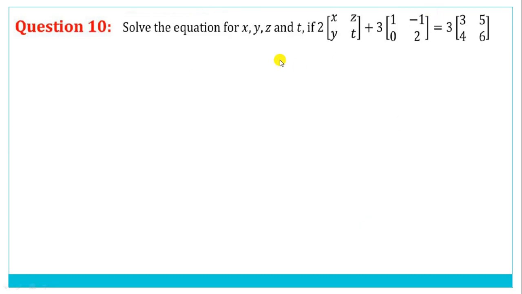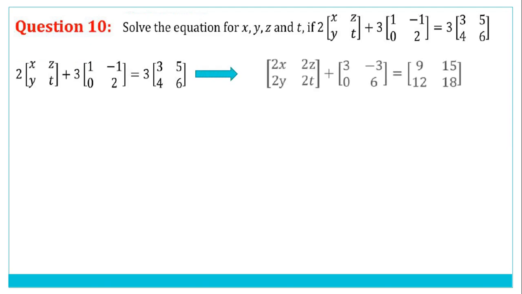We have to solve these equations for the value of x, y, z and t. We can see scalar multiplication here, in this case, and in this case, and then obviously we have to use the concept of two equal matrices. When two matrices are equal, each corresponding element is also equal. So let's solve this. This is what we have to compute, and this is what we will get.